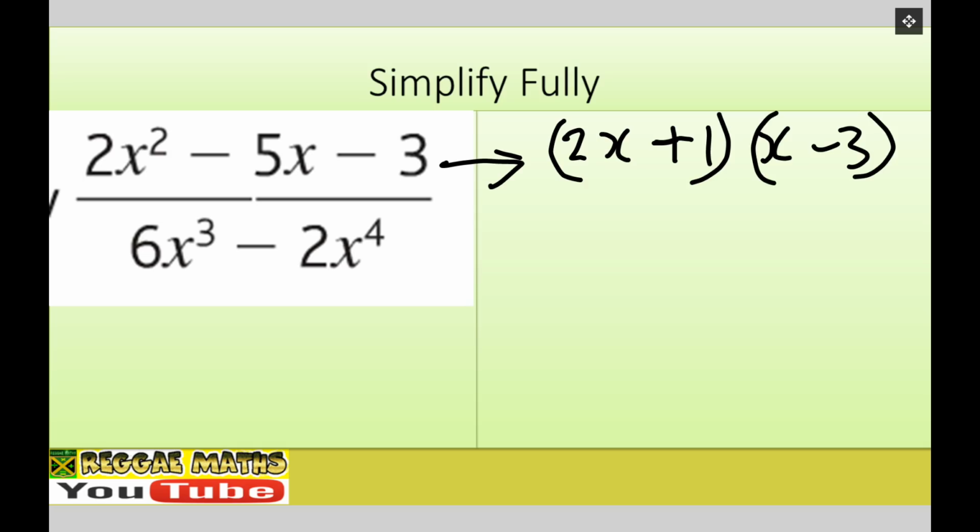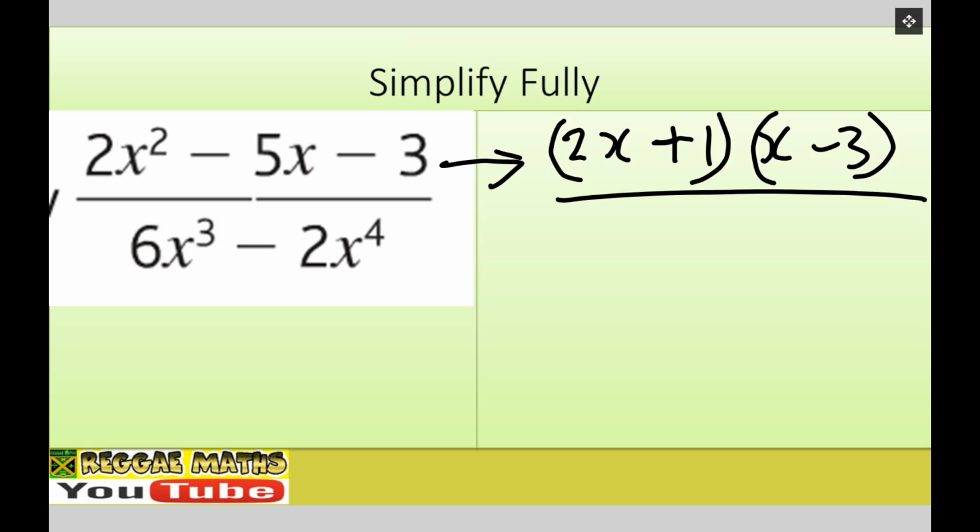I'm going to check if this makes sense and if that's correct. So 2x times x gives us 2x squared. 2x times minus 3 gives us minus 6x. 1 times x gives me the plus x, so that worked for the middle term. And plus 1 times minus 3 gives me minus 3.